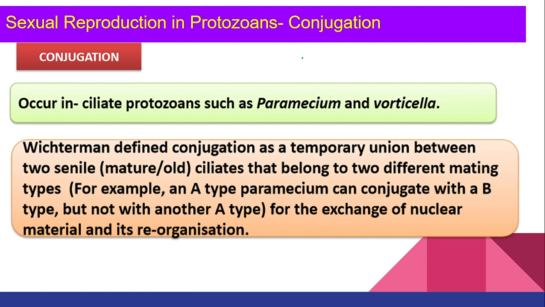Now the next process is conjugation. Conjugation occurs in ciliates, for example your Paramecium or Vorticella. Now Wichterman is the name of the scientist. He defined conjugation. It is a temporary union.